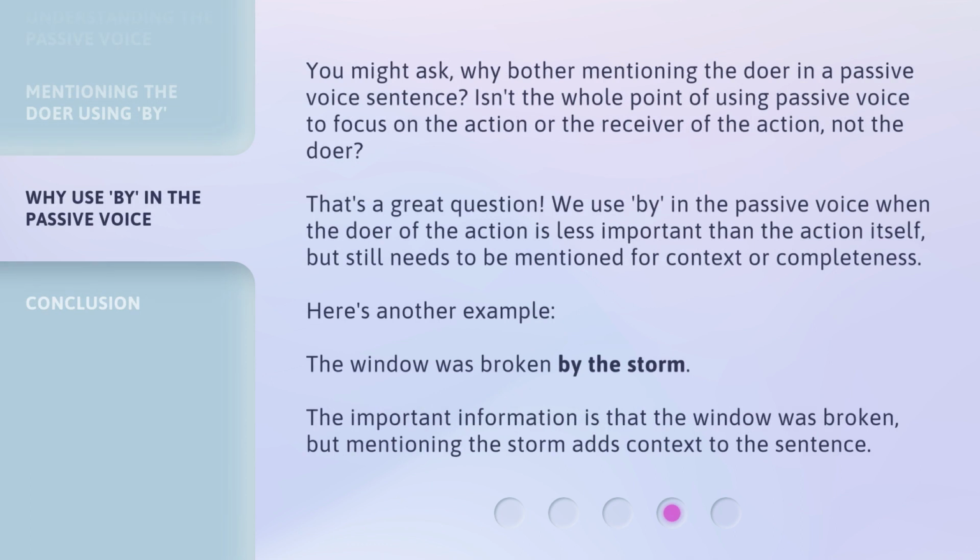You might ask, why bother mentioning the doer in a passive voice sentence? Isn't the whole point of using passive voice to focus on the action or the receiver of the action, not the doer? That's a great question. We use by in the passive voice when the doer of the action is less important than the action itself, but still needs to be mentioned for context or completeness. Here's another example. The window was broken by the storm. The important information is that the window was broken, but mentioning the storm adds context to the sentence.